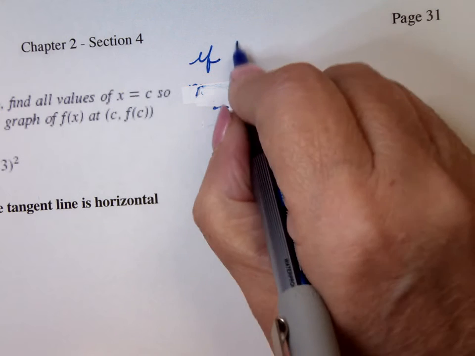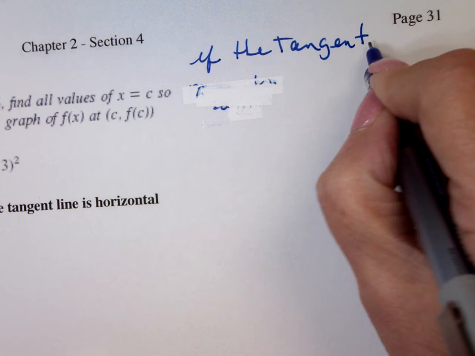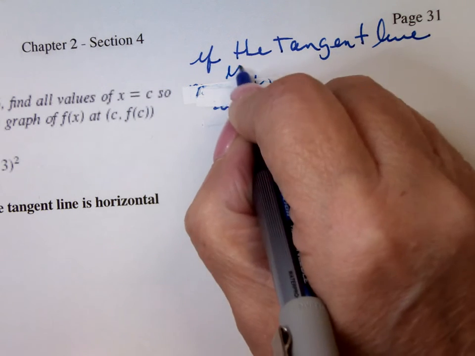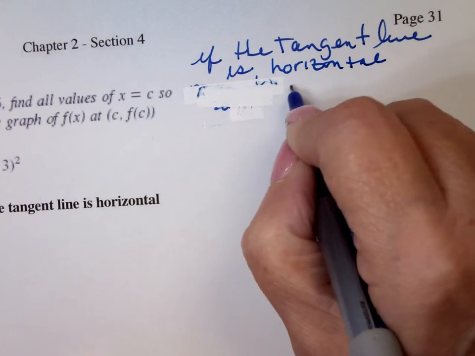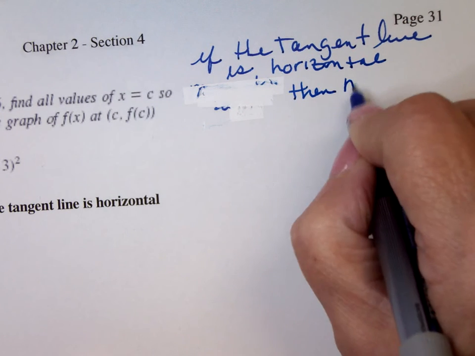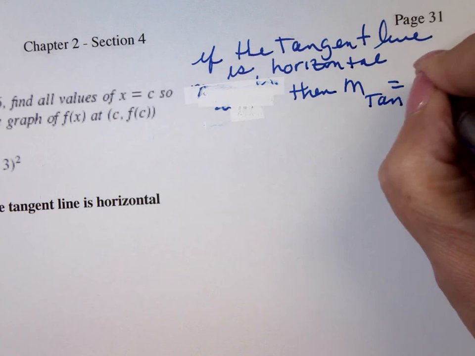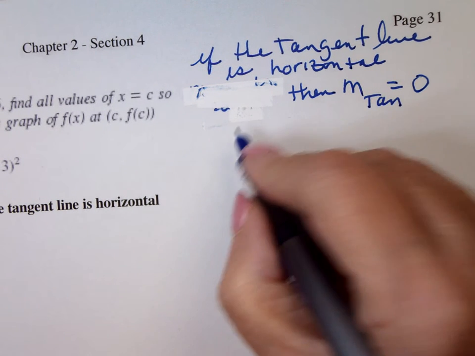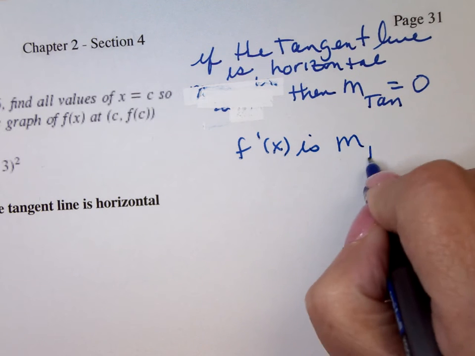If the tangent line is horizontal, then the slope of the tangent line is what? The tangent line's horizontal, then what's its slope? 0. Now, f prime of x is the slope of the tangent.